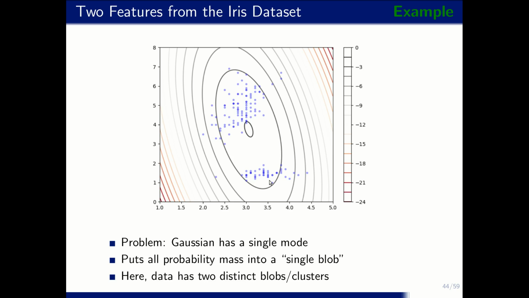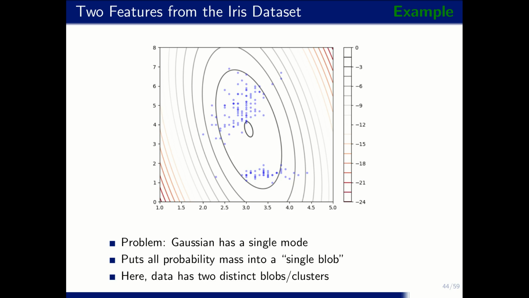The problem here is that a Gaussian has only a single mode, essentially just one blob of probability. So the Gaussian fit will try to fit all the data with a single blob, and we will have some significant probability assigned in this region where essentially there is no data. The problem is that we actually have two distinct blobs or clusters in this data set.